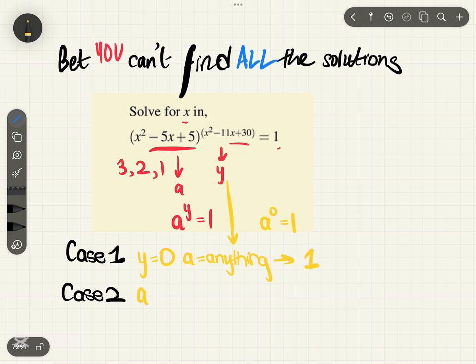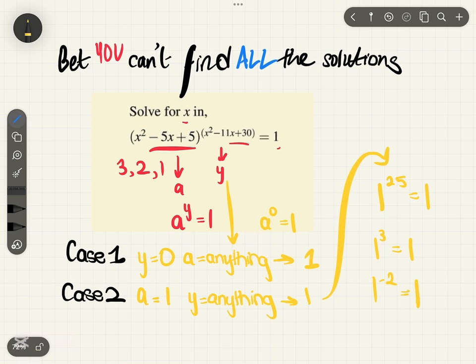The second case in which this would be true is if a were 1, because then y could be any number and 1 to the power of any number would be equal to 1. An example of this is that 1 to the power of 25 would also be 1, while 1 to the power of something like 3 would also be 1, and yet 1 to the power of something negative would also be 1. So y could be anything and a would have to be 1.